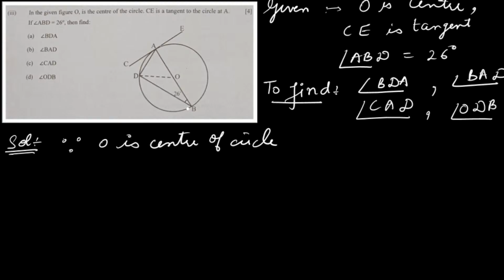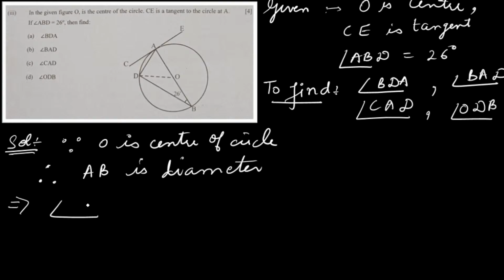AB you can see is a line. Navya has given the answer: BDA is equal to 90 degrees. Why is it 90 degrees? I want you to give the reason also. If O is the center of the circle, then what information do we get about AB? Yes, AB is the diameter. AB is the diameter, which means we are getting a semicircle. Because of that, angle BDA is equal to 90 degrees.